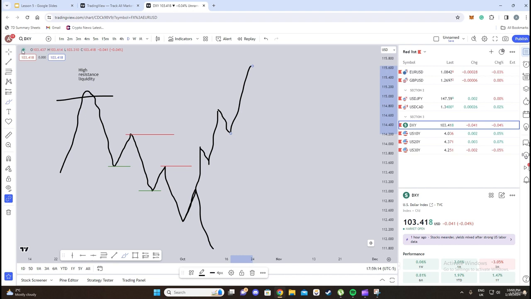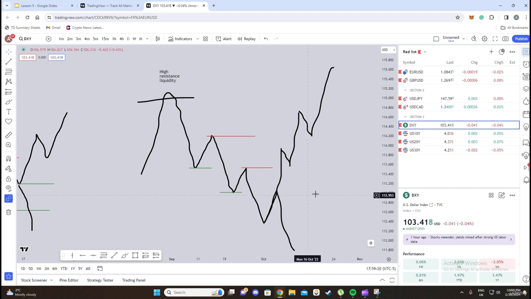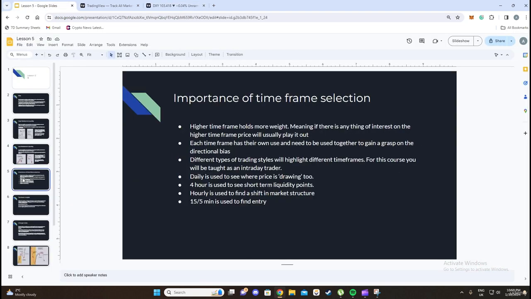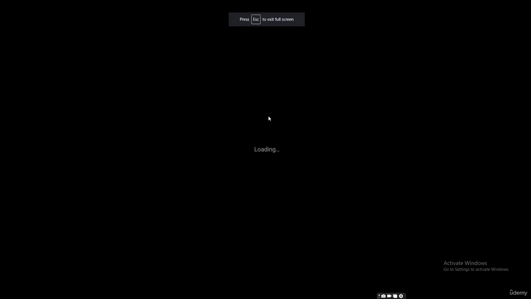And that's high resistance liquidity, both buy side and sell side, in both bullish and bearish market structure. So let's go back to the slides and see what we have next. We have a very important one right here, and I'm going to start it in a second. Let's see right here.